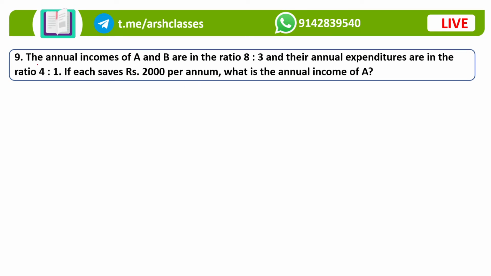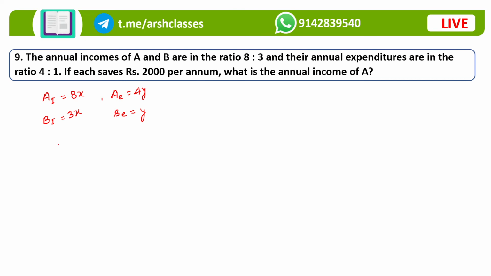So the annual incomes of A and B, again we will write the same: A's income is 8 times of X, B's income is 3 times of X. Their expenditures are in the ratio 4:1, so A's expenditure is 4 times of Y, and B's expenditure is Y. If each saves rupees 2000 per annum, that means A's savings and B's savings are both 2000.